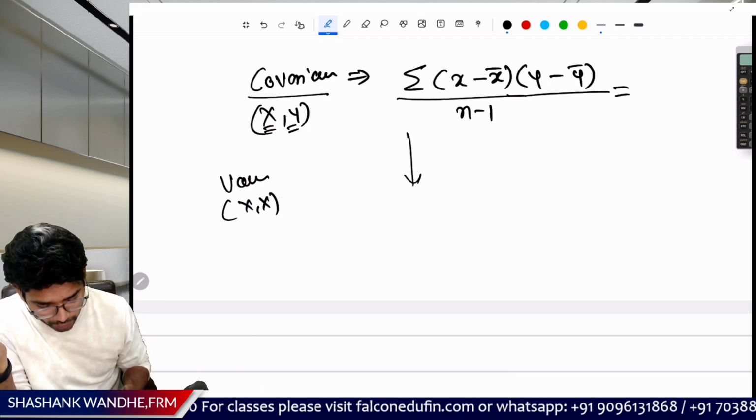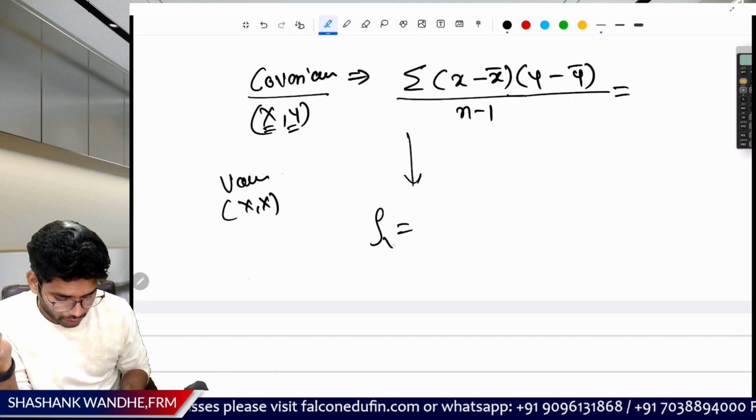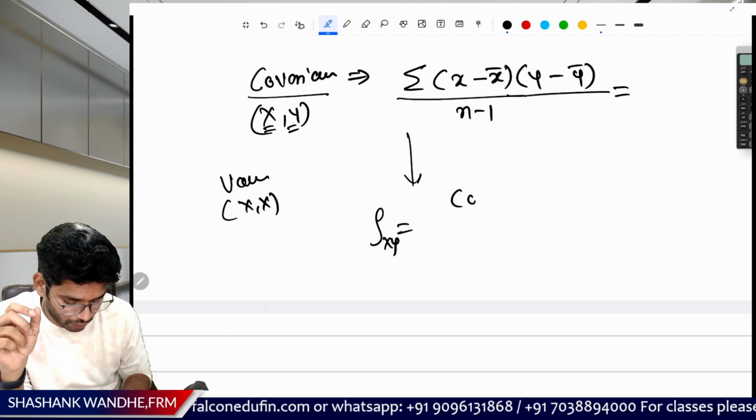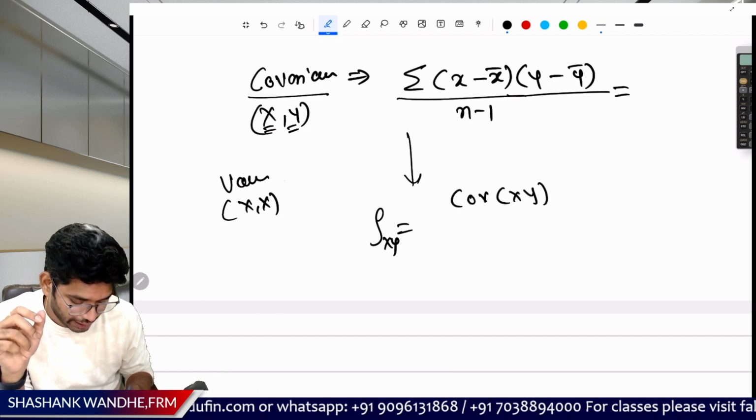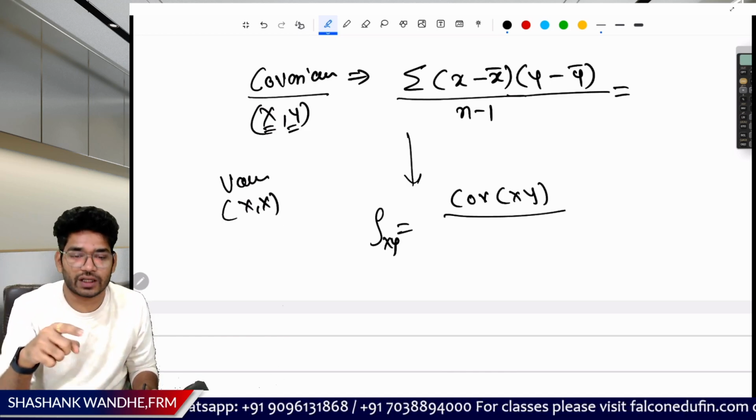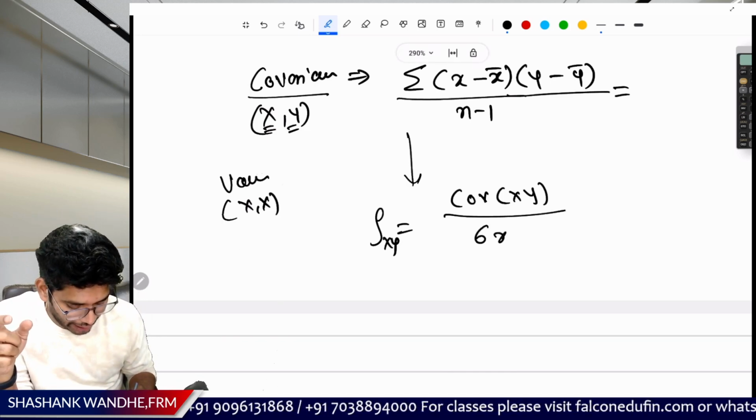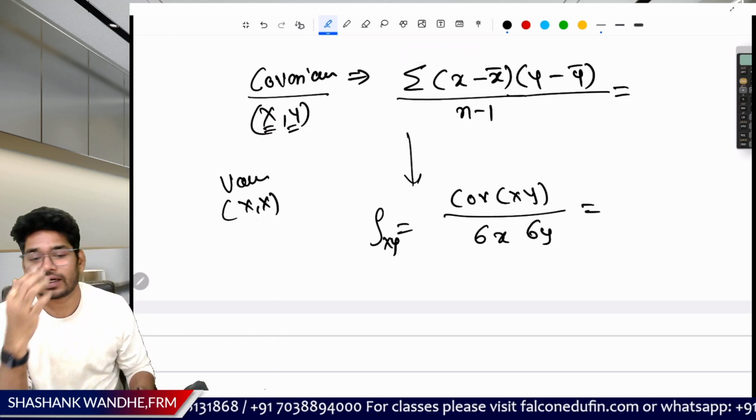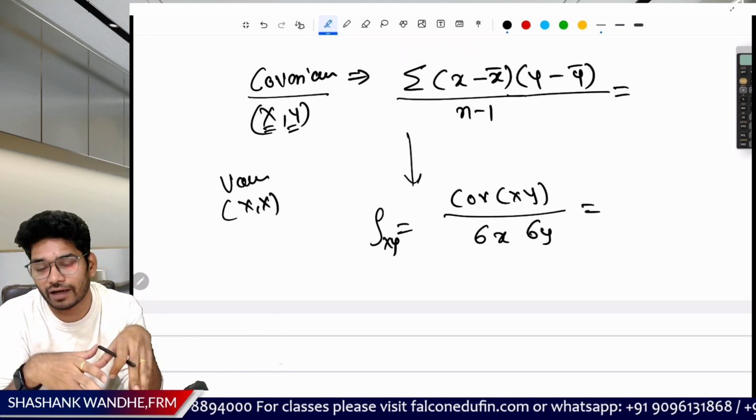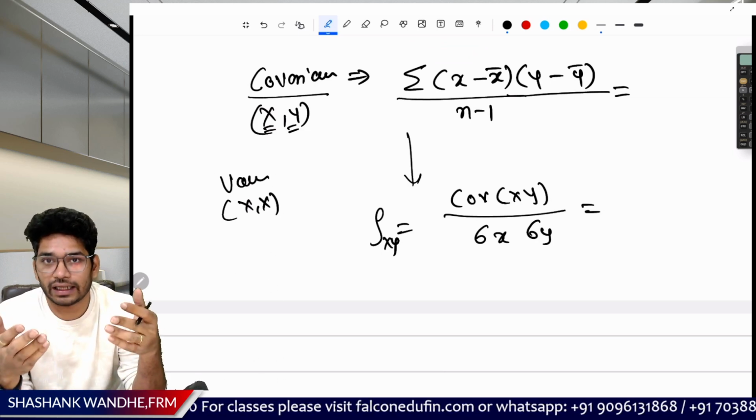interpretable. So we go with the correlation of xy, and correlation of xy requires the formula of the covariance of xy. To calculate the correlation of xy, we simply take the covariance of xy divided by sigma x and sigma y. In the exam, if you get the values, simply take the value of covariance, the value of sigma x and the value of sigma y, and you will get the answer.